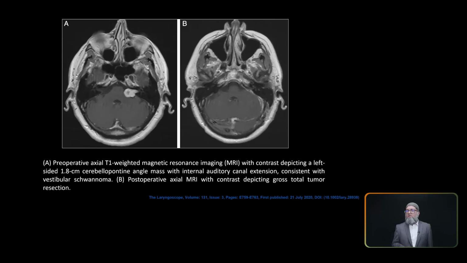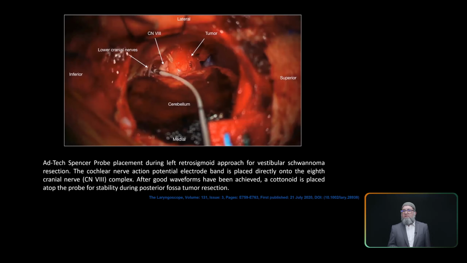Here we can see a preoperative T1 weighted MRI, which shows a left-sided 1.8 centimeter CPA tumor going into the internal auditory canal, with extension consistent with a vestibular schwannoma. The postoperative axial MRI with contrast depicts gross total tumor resection. In A, we can see the tumor on the left CPA going into the canal, and the right side is the postoperative image.